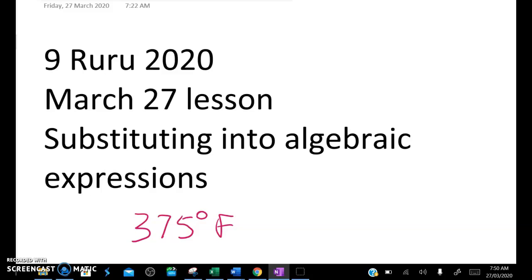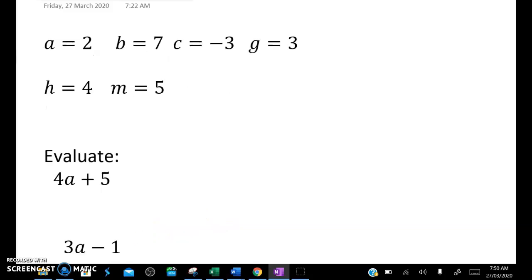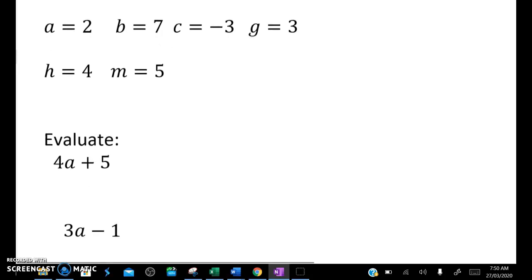But to start us off, we're not going to do anything as interesting as recipe formulas. We're going to do some really, really simple examples. So the work for this has got two parts. There's an extension worksheet with some harder ones, and that's up on Google Classroom as well. But actually everyone has to do the basic stuff here because it's very easy to stuff it up.